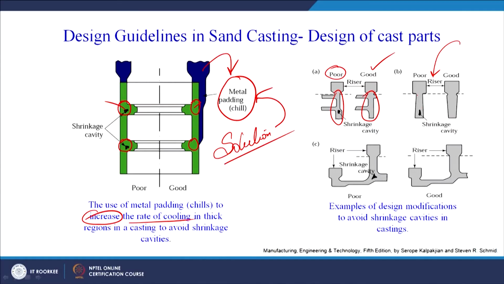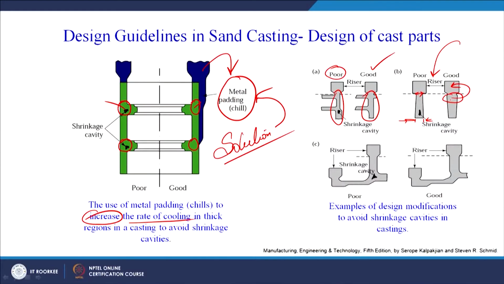So we can see here the section here is small, the section here is larger. The larger section is away from the riser. So we can modify the design. Here the larger section is near to the riser. So the riser will have the molten metal, it will come down and fill this shrinkage cavity and will avoid the defect. So this is a good design. This is a poor design where the larger section is away from the riser. So here the larger section is near to the riser, a good design.